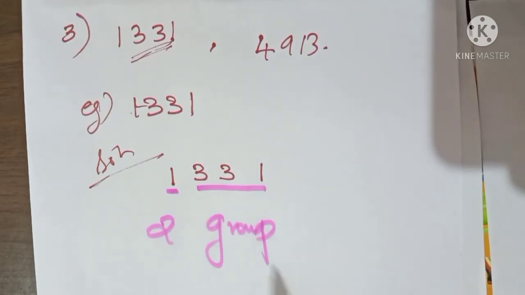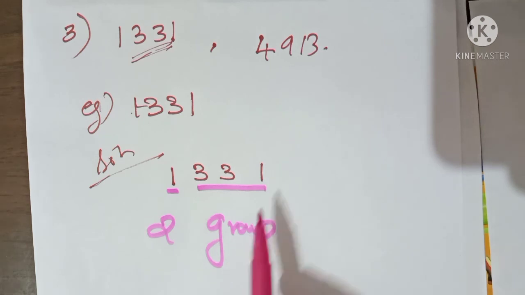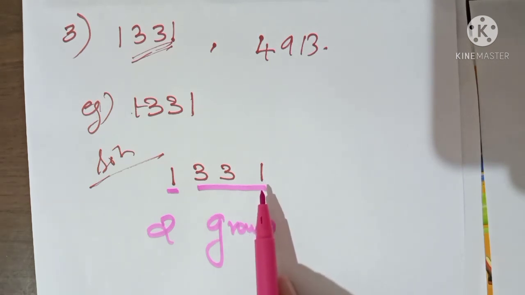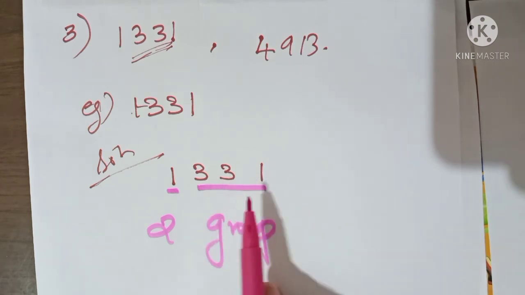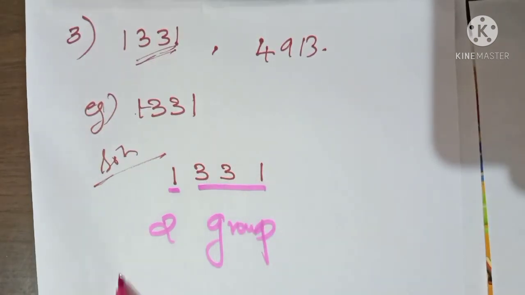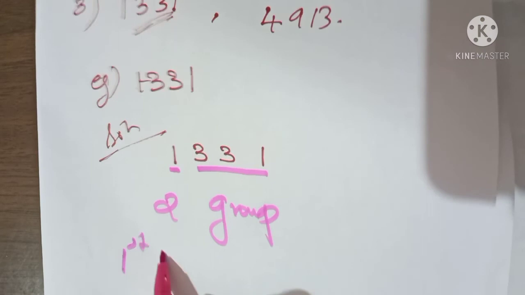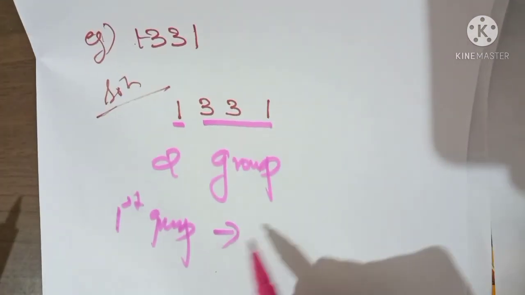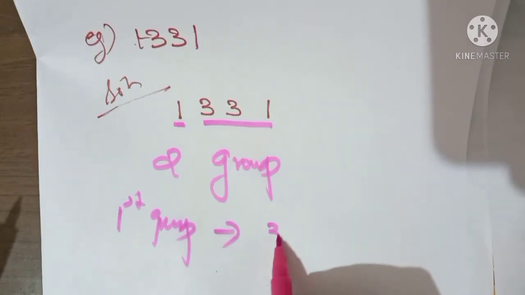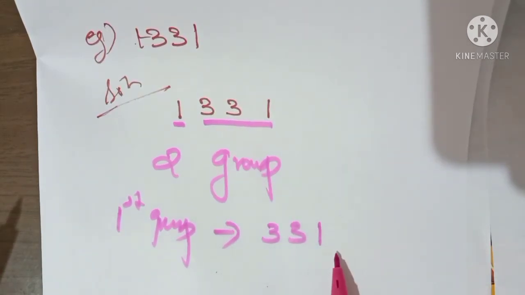Here the digit in the unit place is 1. So the perfect cube ends in 1. First we will take the first group. What is the first group, children? We are taking the first group: 3, 3, 1. Here in the unit place, or ones place, what is the digit? 1.